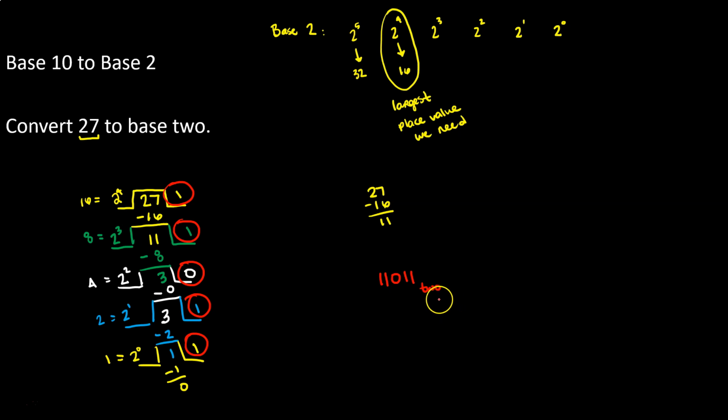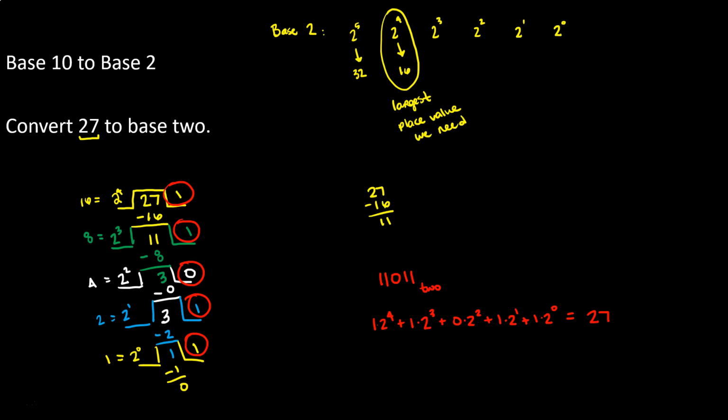And if we wanted to confirm that we had this correct, we would just write this in base 2 expanded form, which would be 1 times 2 to the 4th plus 1 times 2 cubed plus 0 times 2 squared plus 1 times 2 to the 1st plus 1 times 2 to the 0. Type that into our calculator and you will get back 27.